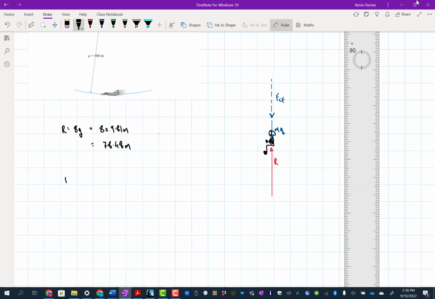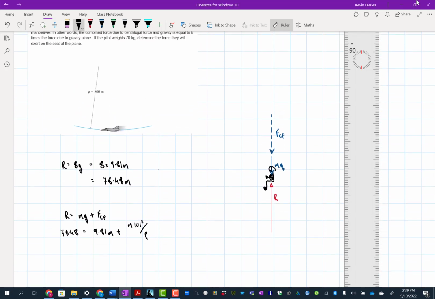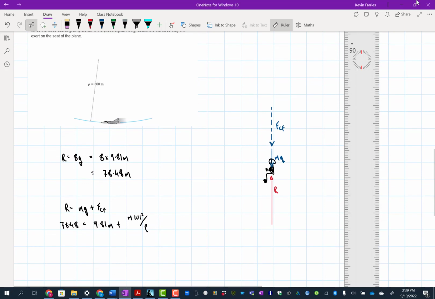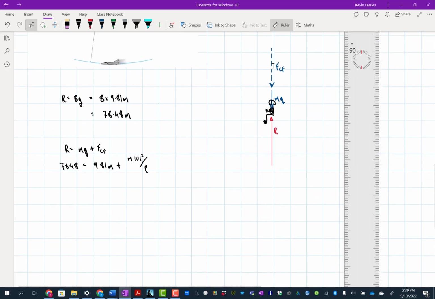So we're going to have R is equal to mg plus F_CF. Therefore 78.48 is going to be equal to 9.81 times the mass of the pilot plus mass times speed squared over rho. Now I just need to be a bit careful. I think our units are okay though, we're working in meters per second for our acceleration, and this is in meters, so no problems there.